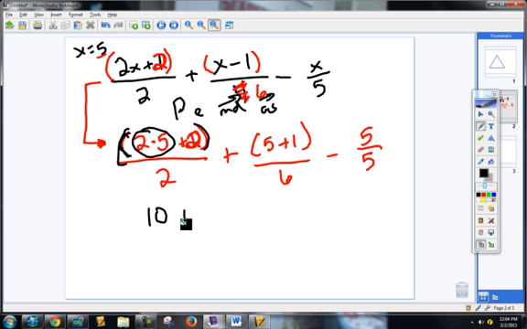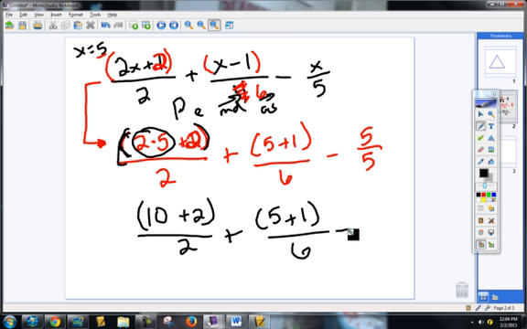That's going to give me 10 plus 2. Leave the parentheses on. Divided by 2, plus 5 plus 1 over 6 minus 5 over 5. And then I would do 10 plus 2 and I'd get 12 over 2 plus parentheses 5 plus 1.